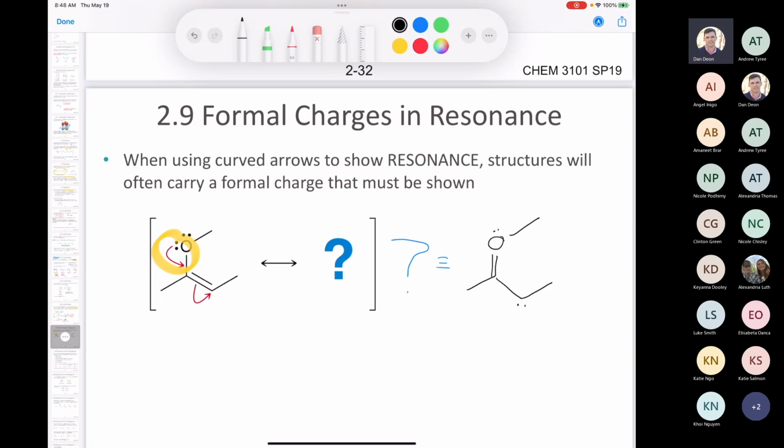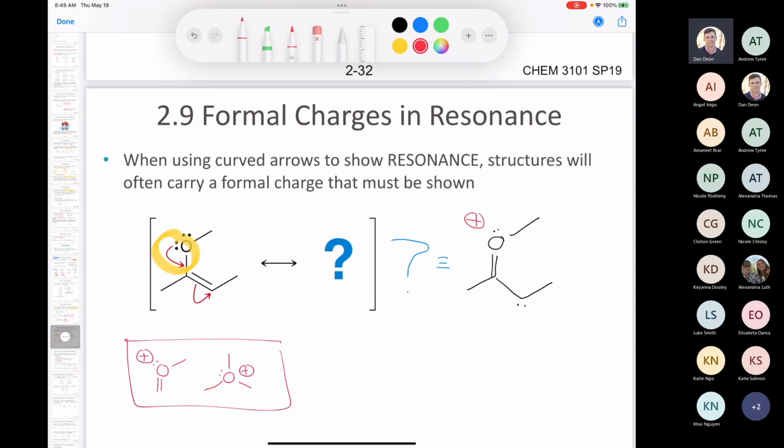Yeah, excellent. I saw that somebody said a +1 on the oxygen. That's perfect. Absolutely. There's a +1 charge here. I'm going to write it in red. And again, we know that when oxygen has 3 bonds and 1 lone pair, it has a positive charge. Whether it's like this or like this, it's still going to have a positive charge.